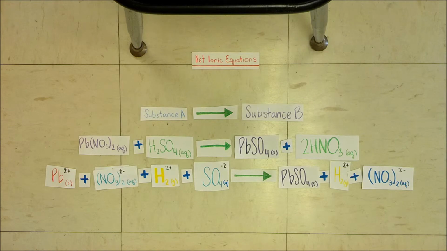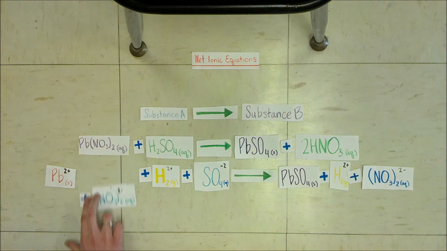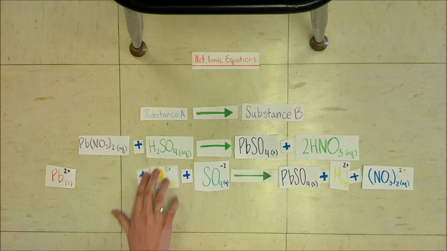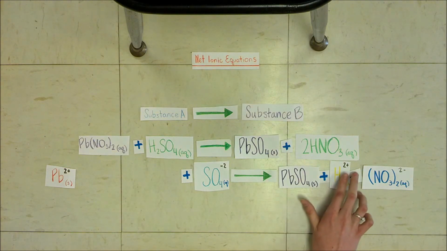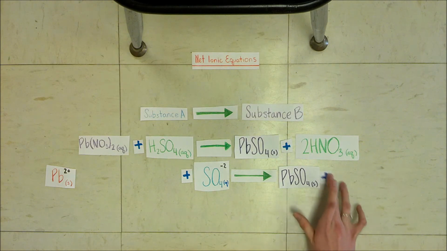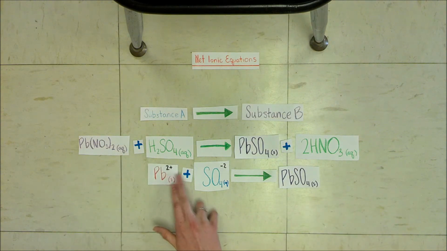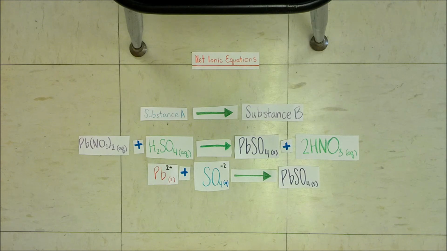To get the net ionic equation, we must remove the spectator ions from both sides of the equation. So we would remove nitrate and hydrogen from both sides of the equation. This leaves us with lead plus sulfate, which yields lead sulfate. This is the equation you end up with, and is a balanced net ionic equation because it shows exactly which atoms and molecules are reacting.